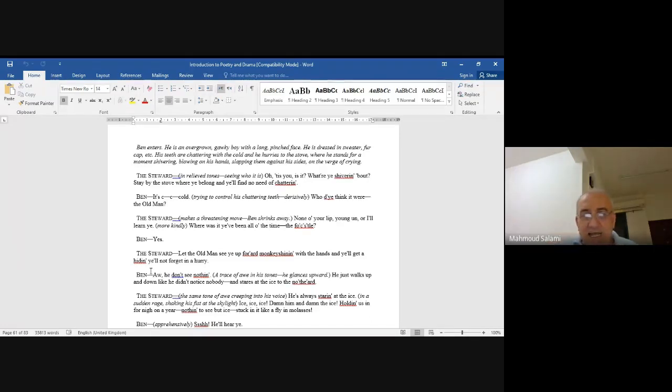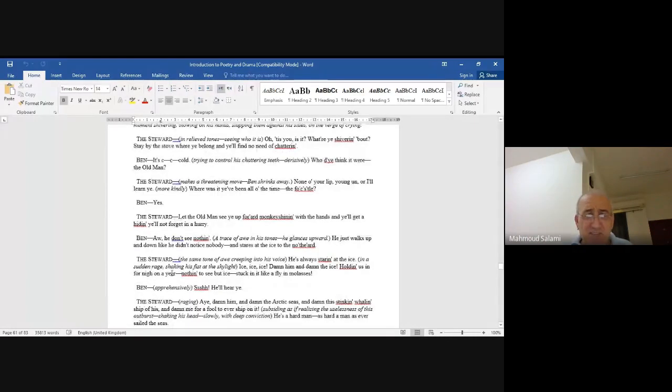And he stares at the ice in the northward, the steward says, the same tone of awe creeping into his voice. He's always staring at the sea, at the ice. He is always, means the captain is always looking out to the sea and staring at the ice, the frozen sea. In a sudden rage, shaking his fist at the skylight. Ice, ice, ice, you know. And then he is doing this and shaking his hand up.